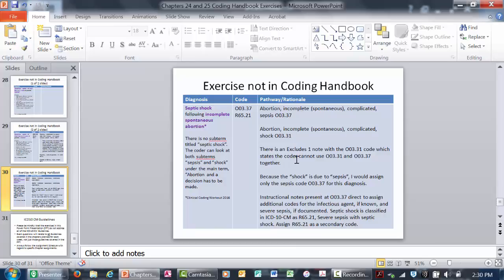So my conclusion is because the shock is due to the sepsis, I would assign the sepsis code, which is the first one here. It also tells us to code the infectious agent, what caused the sepsis if we know it. We aren't given that. But we are told the patient has septic shock, and septic shock is classified to R65.21, and that would be your secondary code.